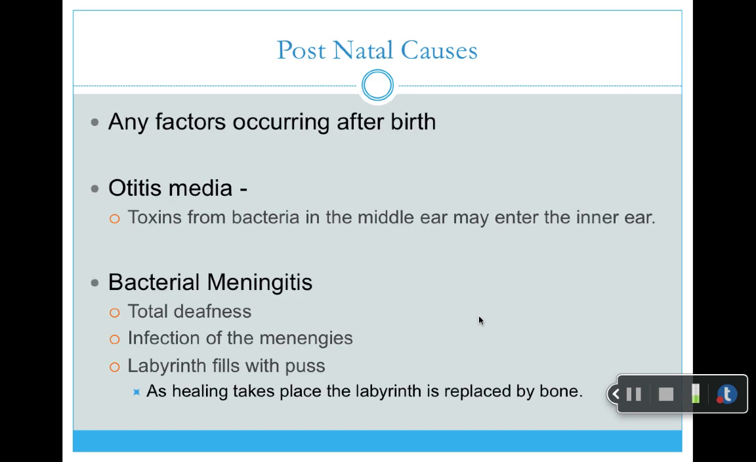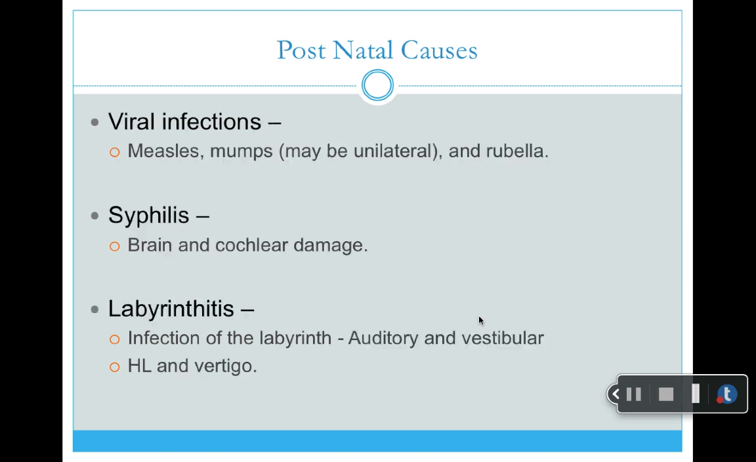Other factors could occur after birth, like otitis media, a very serious ear infection that enters the inner ear. Remember I said untreated ear infections are a number one cause of death in children in developing countries. Bacterial meningitis could cause total deafness. This is an infection of the meninges, and with bacterial meningitis, what happens is the cochlea is ossified if it's not caught or treated early. But now we have vaccines for meningitis, which is really cool. We didn't have that 20 years ago.